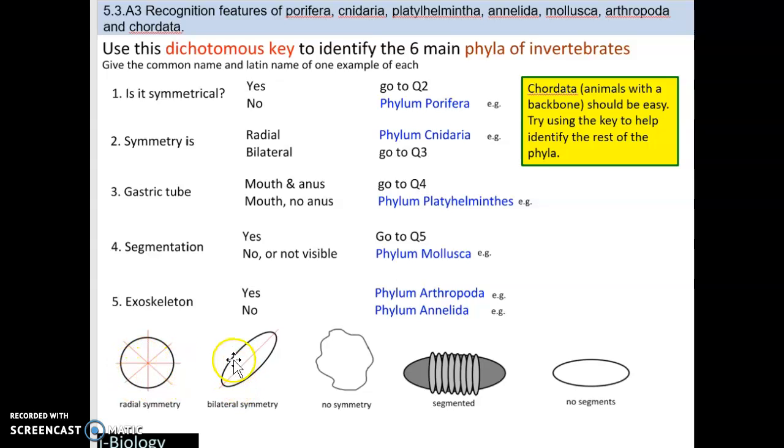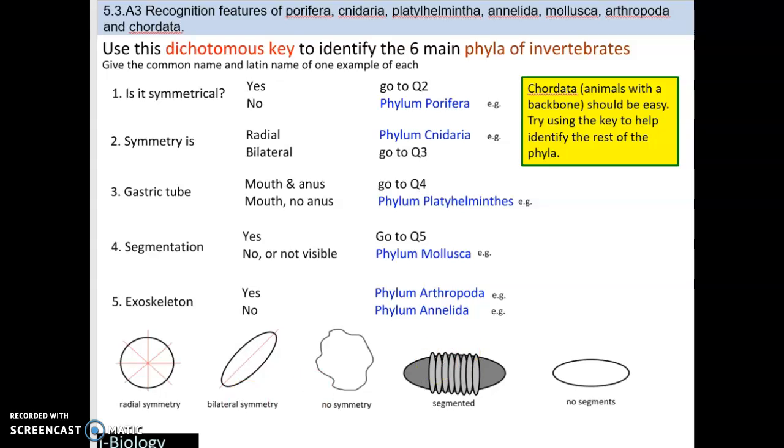And then you would go along for the next one. We'd do the same thing. Its symmetry is going to be bilateral. We go to question 3. It says gastric tube, mouth and anus, mouth, no anus. So here we'd have to think, well, does it have a mouth? Does it have an anus? And then we can classify from there. So have a go at classifying all those different things.